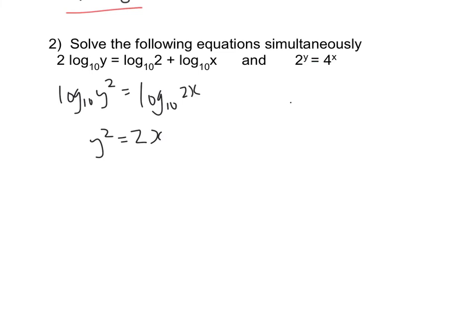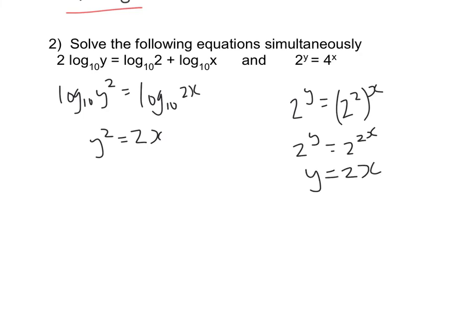I would use indices to do that instead of logs. 4 is 2 squared, so actually that could be written as 2 to the power of y equals 2 to the power of 2x. And just like the first equation, if we compare the left and the right, if the bases are the same, the powers should be the same. So we should get that y equals 2x.